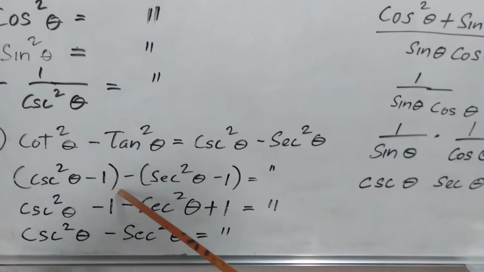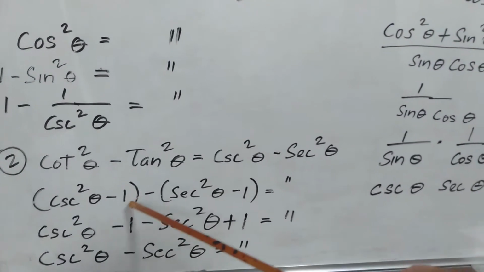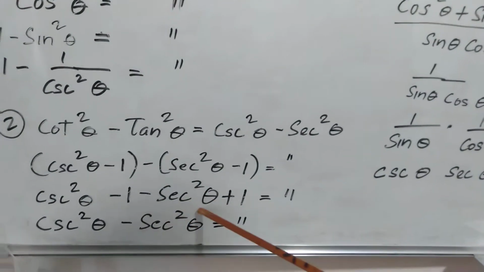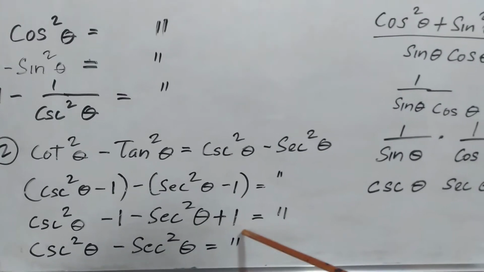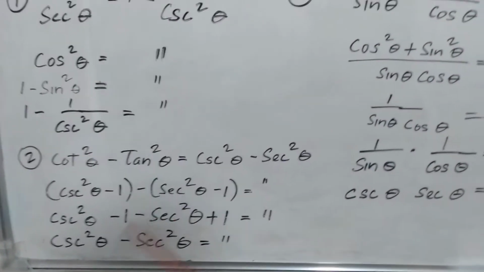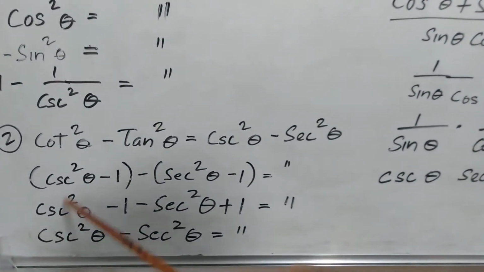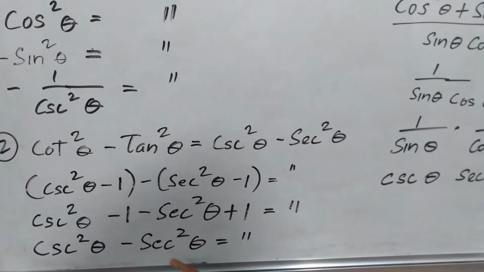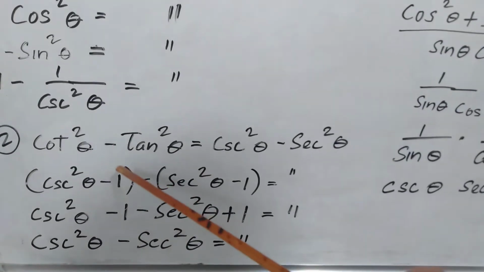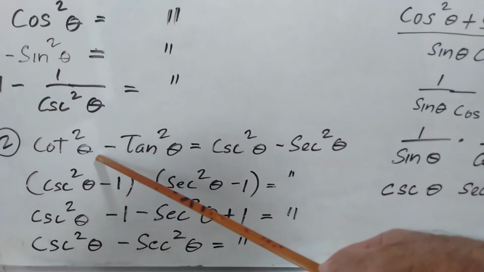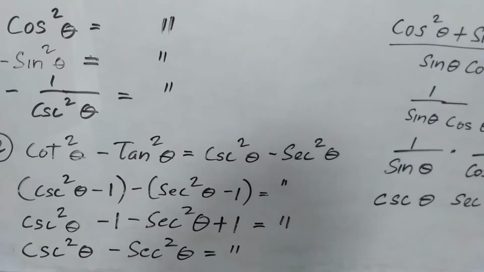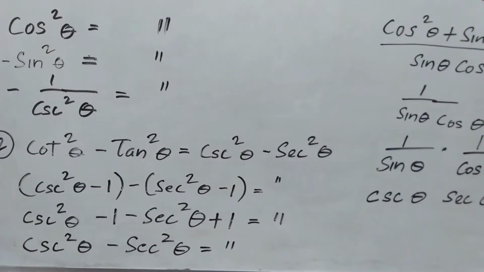So get rid of the parentheses, so that we're going to get cosecant squared theta minus 1 minus secant squared theta plus 1 is equal to this one. So we cancel: minus 1 plus 1 is equal to 0. What remains is cosecant squared theta minus secant squared theta. So again, we've proven this relation is equal to the right side of the equation. So this will be our answer.